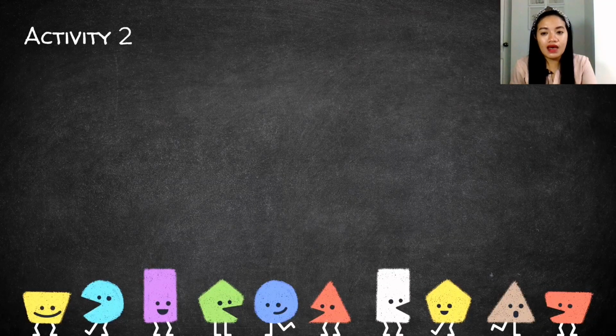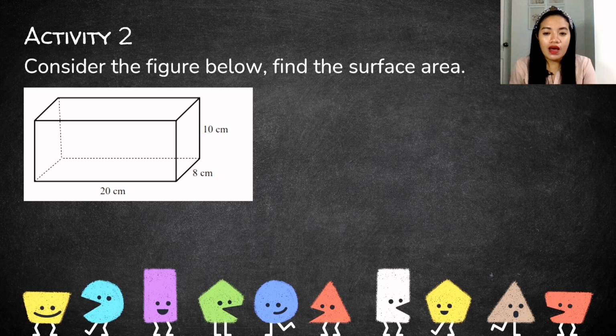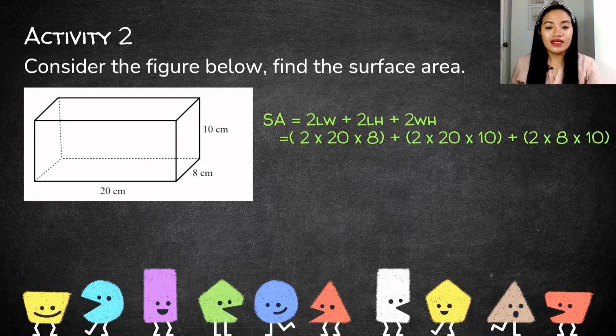Okay? Next, activity 2. Consider the figure below. Find the surface area. So, yung figure na nakikita nyo ay isang rectangular prism. At ang rectangular prism ay merong height, width, and length. Okay, so yung length natin dito ay 20 centimeters, yung width natin ay 8 centimeters, at ang ating height ay 10 centimeters. And the formula in getting the surface area of a rectangular prism is SA is equal to 2 times length times width plus 2 times length times height plus 2 times width times height. So let us substitute all the value of length, width, and height.